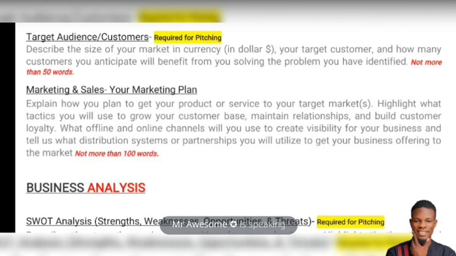You could also start awarding your customers free services when they patronize you for a specific number of times. All right. So anything you can do to grow your customer base, to maintain your relationship with your customers, or to build customer loyalty. You could also be listening more to customers.